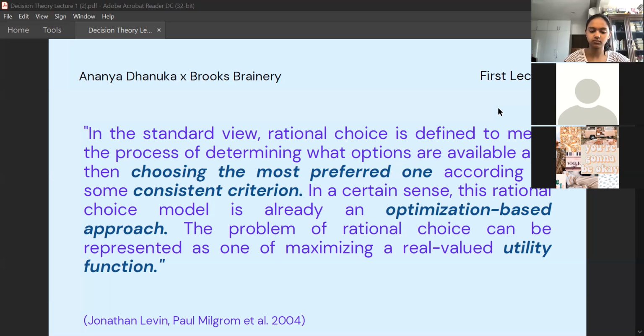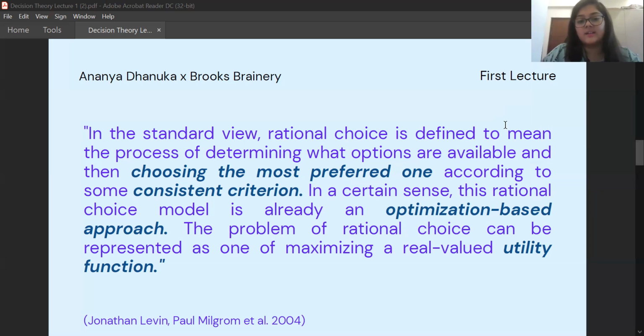And why is that also equally important? Because I, as a person, am not an economist and I don't think using equations. I think based on what is logically making sense for me or what I think is the right choice for me, right? So keep this distinction in mind: what economists presume rationality or define rationality to be, and how consumers naturally interpret rationality. All right. So I've highlighted some keywords here: choosing the most preferred one, the consistent criteria, optimization based approach, and a utility function.